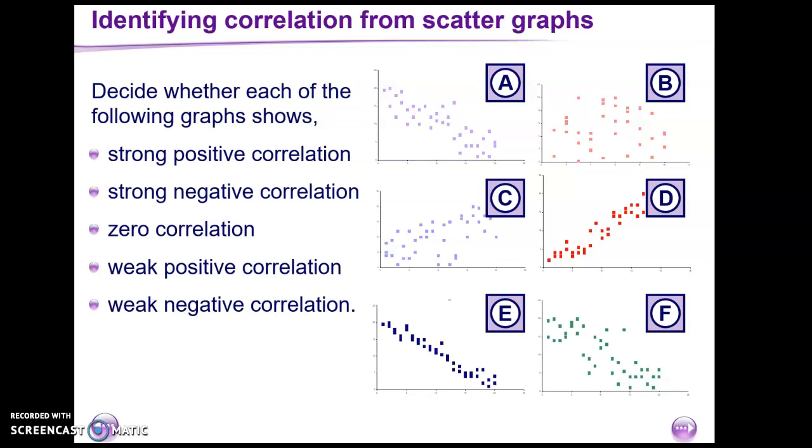The first one, hopefully you said, was a medium to strong negative correlation. B, I would say there was no correlation there. There's just dots all over the place. C is a weak positive correlation. D is a relatively strong positive correlation. E is a strong negative correlation, and F is a medium to strong negative correlation.